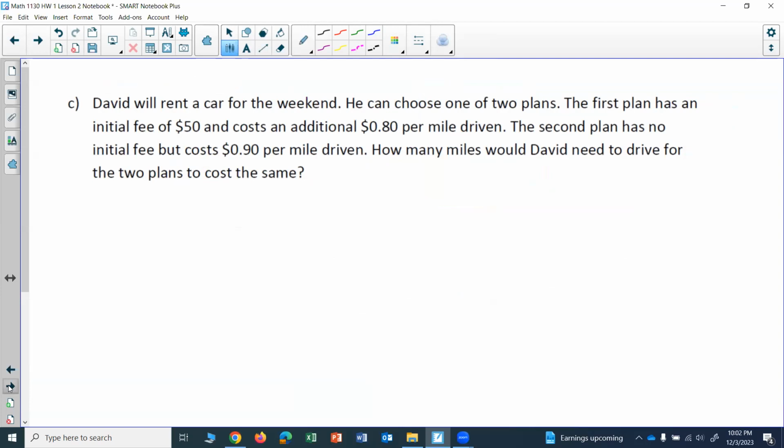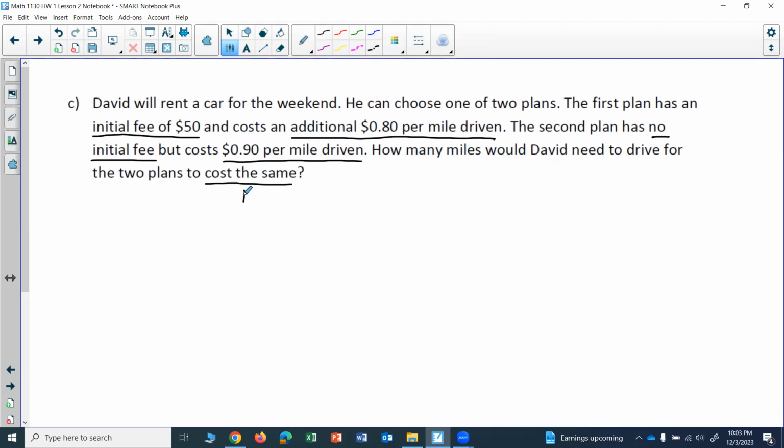We're going to look at one more example with a word problem dealing with linear equations. David will rent a car for the weekend. He can choose one of two plans. The first plan has an initial fee of $50 and costs an additional 80 cents per mile driven. The second plan has no initial fee, but costs 90 cents per mile driven. We want to know how many miles would David need to drive for the two plans to cost the same.